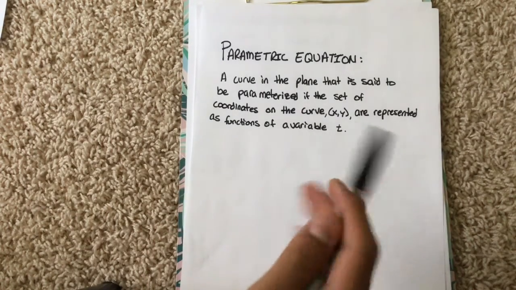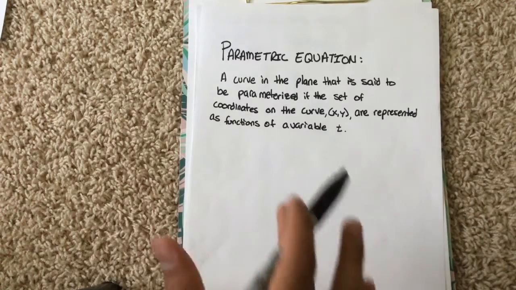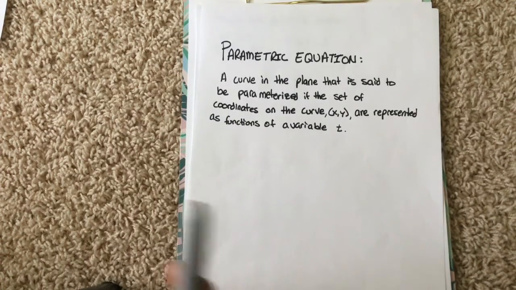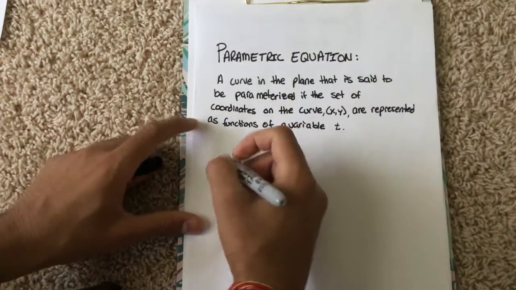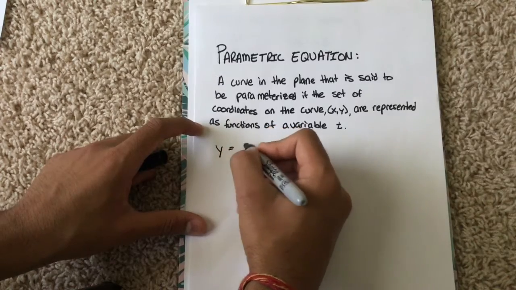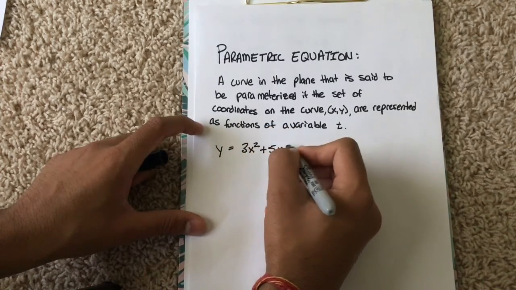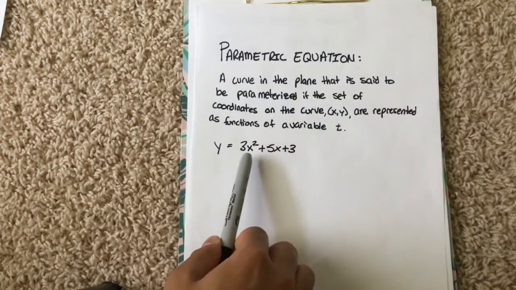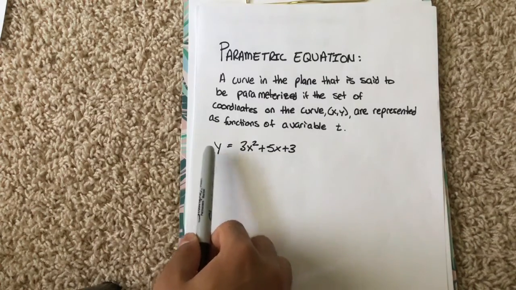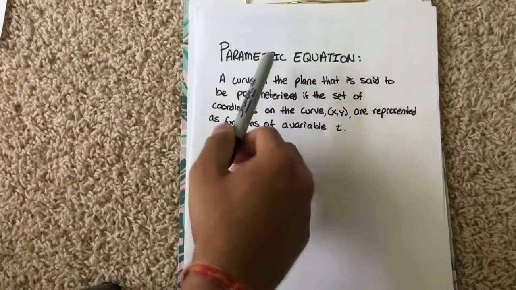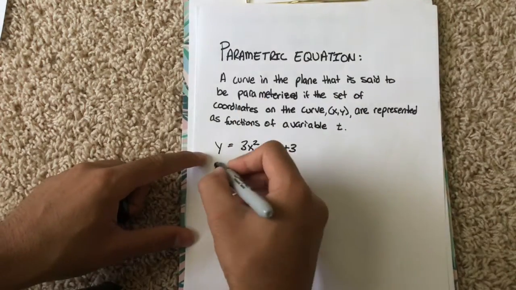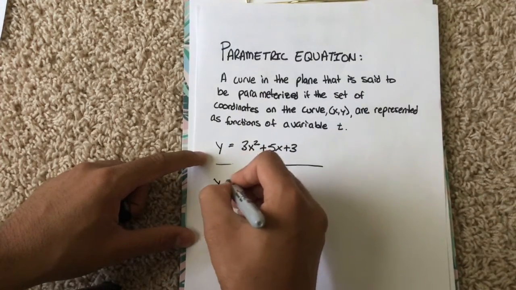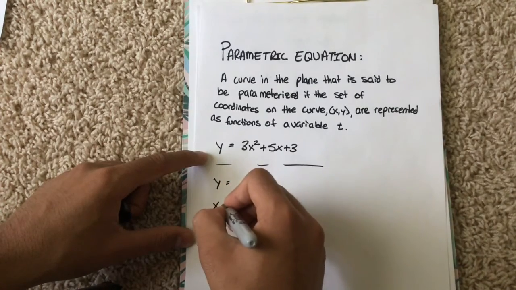Now, what exactly does this all mean? Well, it essentially just means this. A parametric equation is far different from a traditional rectangular coordinate equation, where we have x's and y's. A rectangular coordinate equation will look something like y equals 3x squared plus 5x plus 3. This includes x's and y's, but there aren't any t's. But a parametric equation actually has two different equations, one for y and the other for x, each in terms of t.